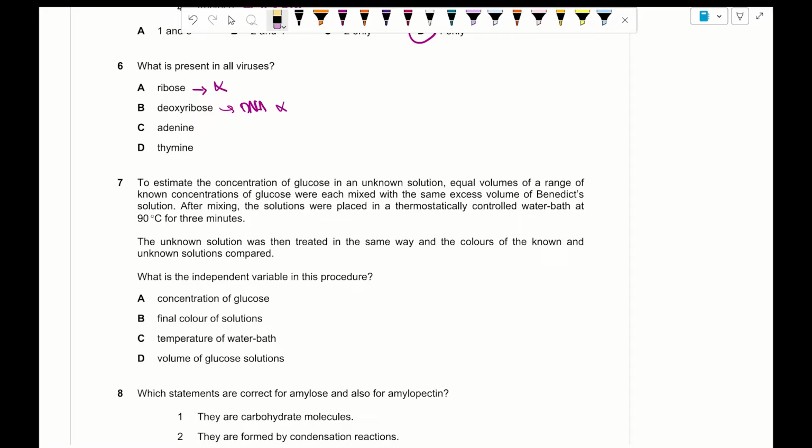Adenine. Adenine is found in the base sequence of both DNA and RNA. Therefore, this is correct. Thymine. Thymine is only found in DNA viruses. However, in RNA viruses, this is substituted with uracil. Therefore, the only correct answer is going to be question number 7.